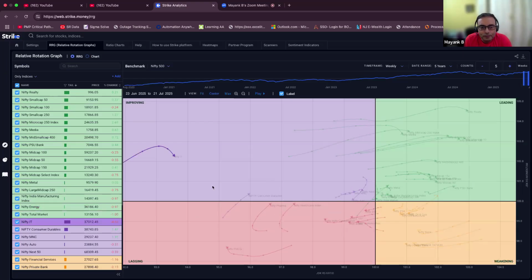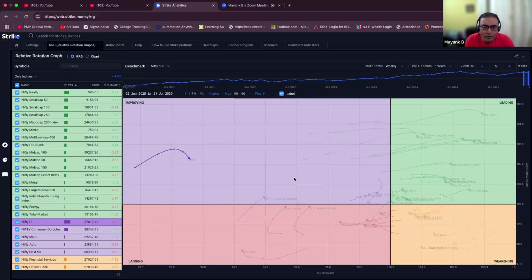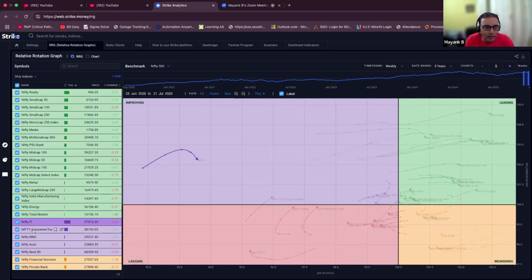Nifty IT, it is in the improving zone, but not having a significant RS and RS momentum. So overall, IT is still not that great at the moment because it has to cover a lot of space to get into leading. That means it has to cover a lot of relative strength to get into leading, along with the momentum as well. So we'll have to keep a close eye on this particular sector.